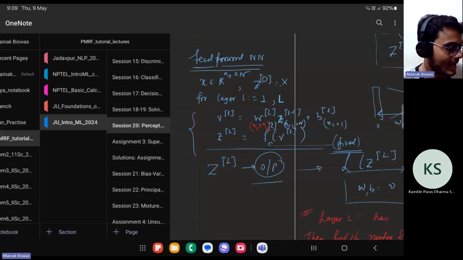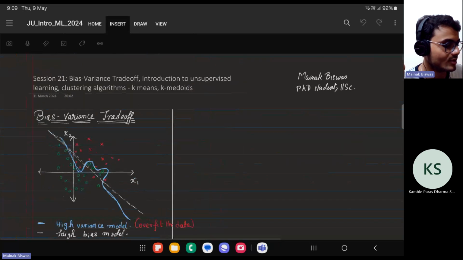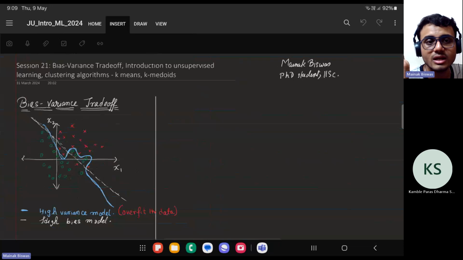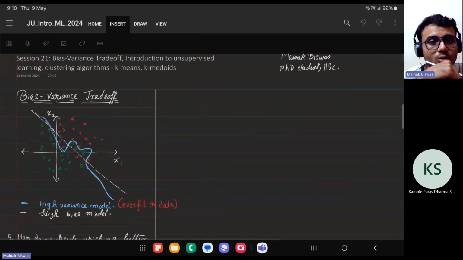So today, what is the plan? The plan is to understand, since I was telling overfitting and all in neural networks, what is overfitting? What is a bias variance trade-off? And we'll start off briefly with unsupervised learning, mainly clustering algorithms like k-means and k-medoids. First we'll talk about the bias variance trade-off that I have been doing all this while.